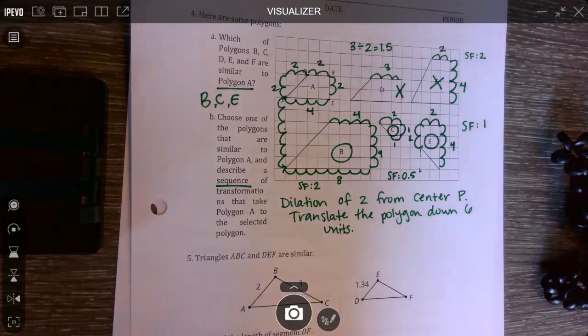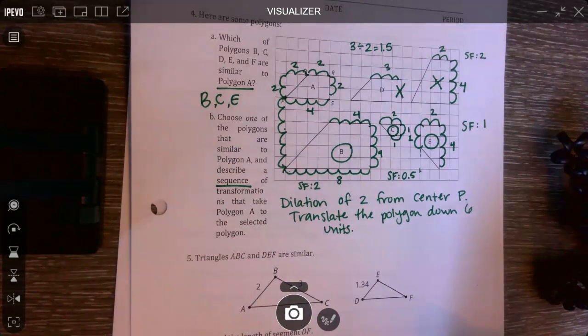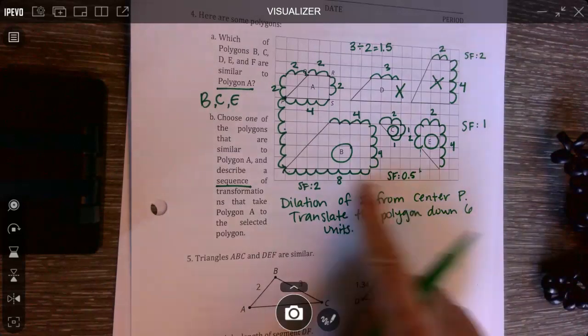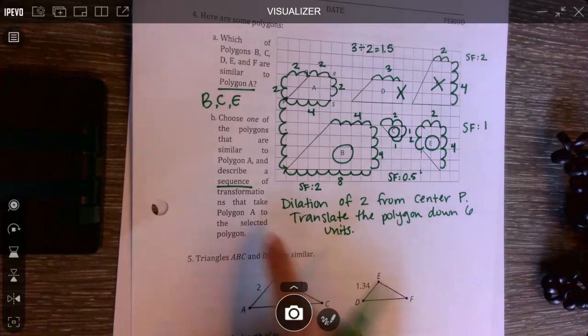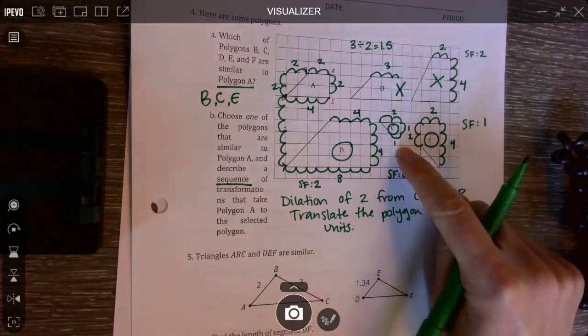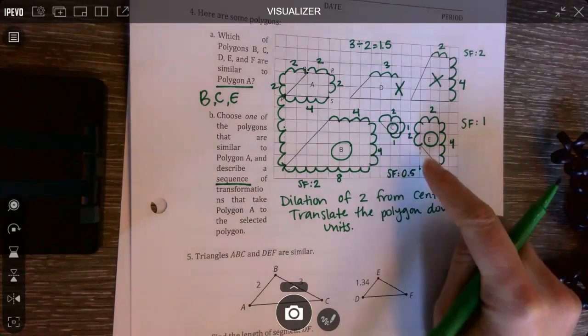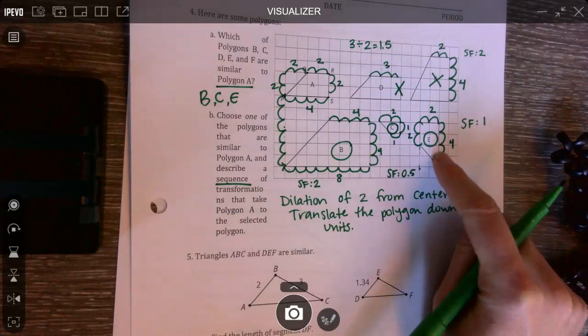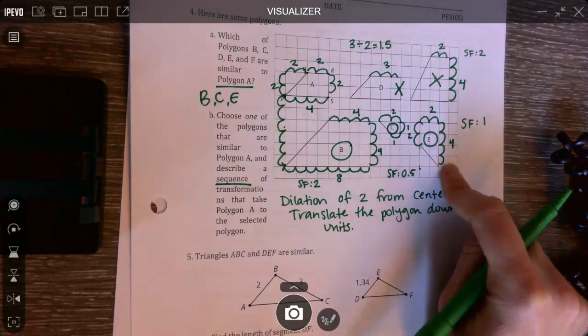Okay? Again, you could have dilated it, you could use your patty paper and moved it to get it there, but this was enough to get all the credit for B. If you did C, there would have to be some sort of rotation, right? And then a translation. If you did E, again, some sort of rotation, maybe a reflection, and then over.